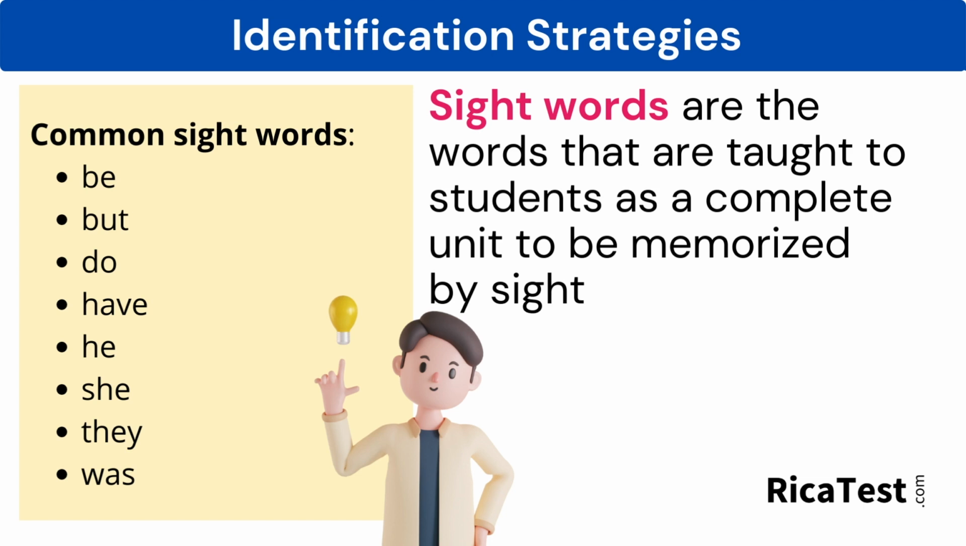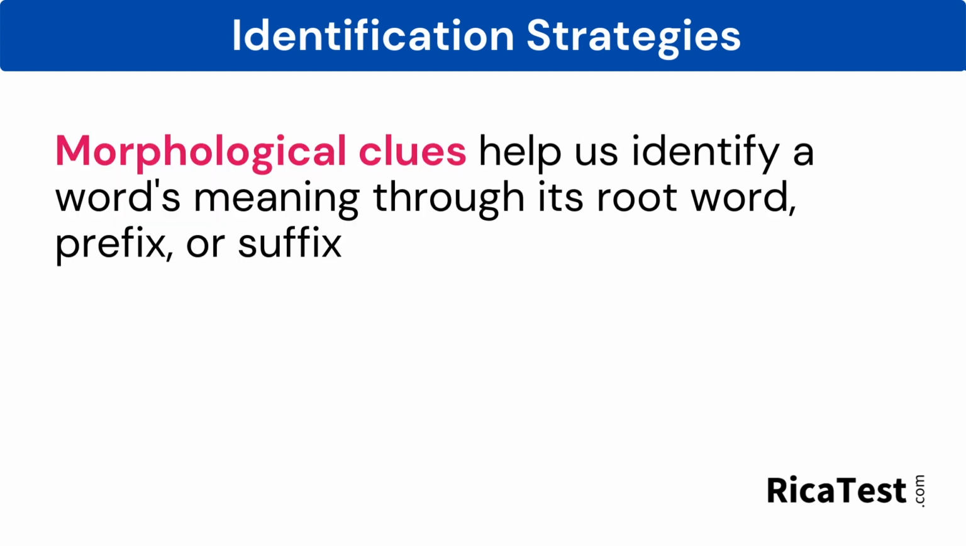Sight words are the words that are taught to students as a complete unit to be memorized by sight. Common sight words include be, but, do, have, he, she, they, and was. Next, students use morphological clues to identify a word's meaning through its root plus affix or suffix. Let's see an example.